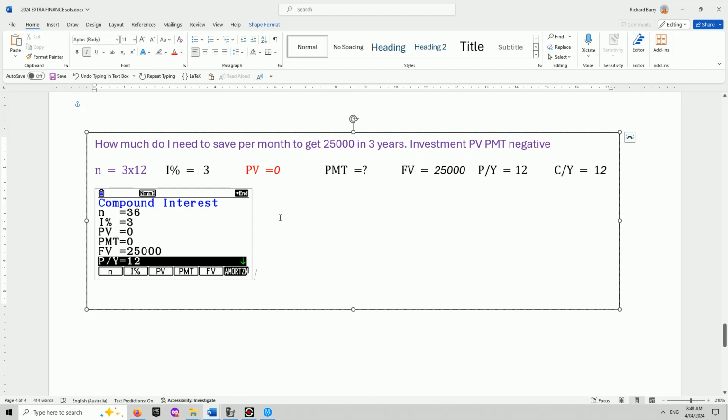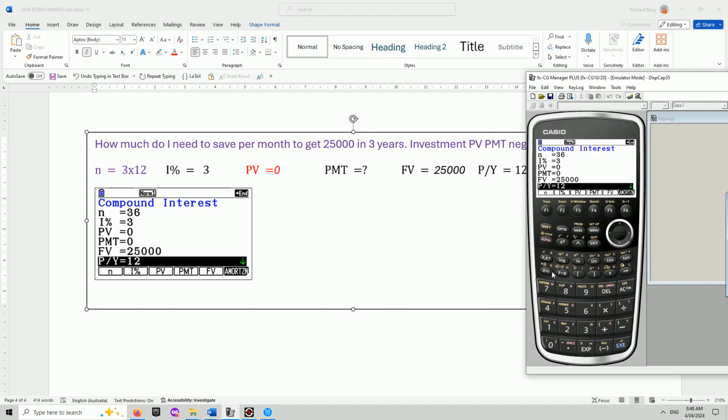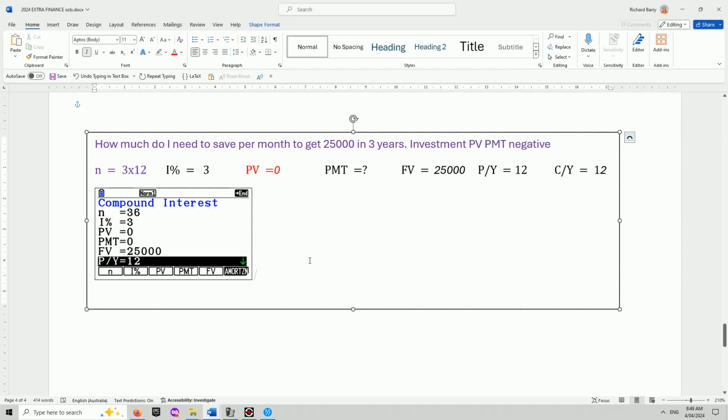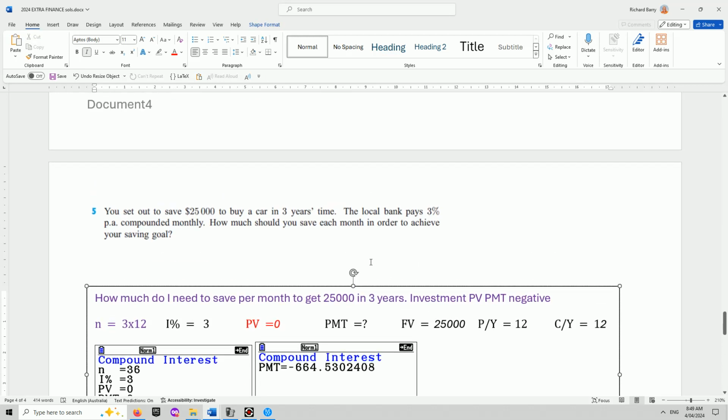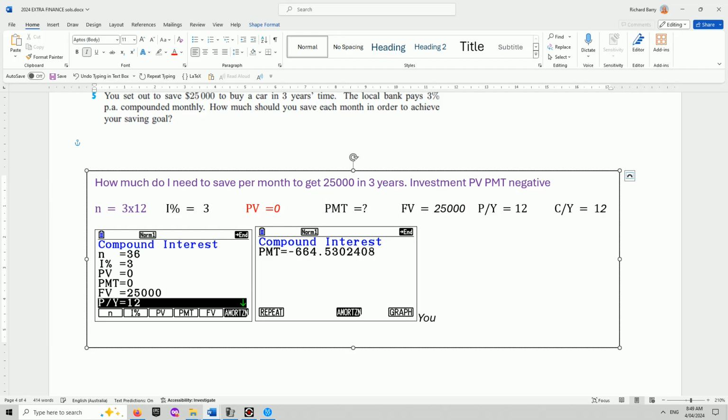Okay, so we want to get payment, which I guess is going to be F something. Payment is F4. You would need to save $664.53, well 50 cents, yep, per month. You know what? I need to just put it on a new line. Always a problem.